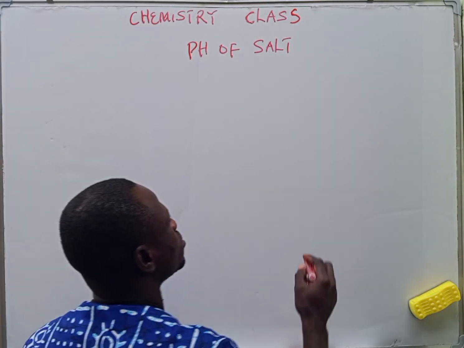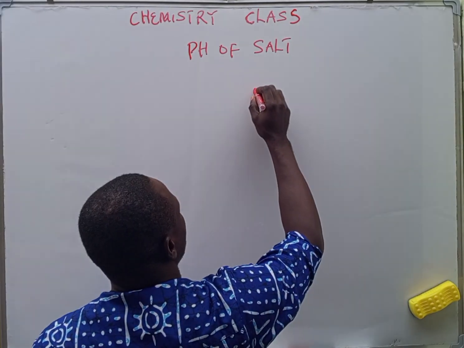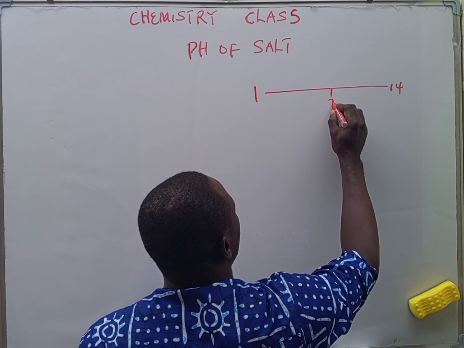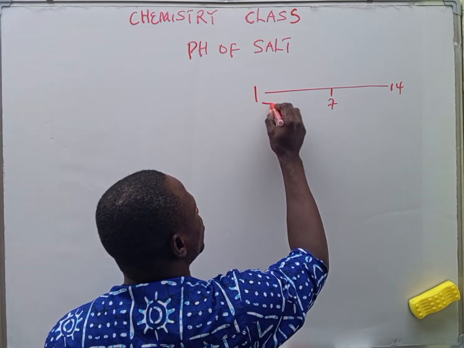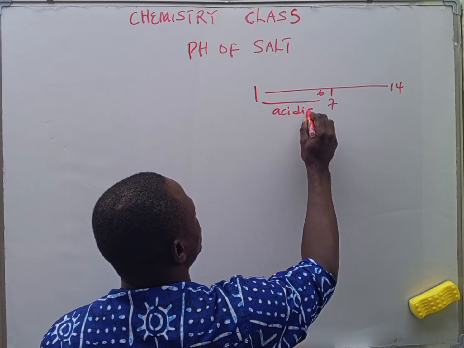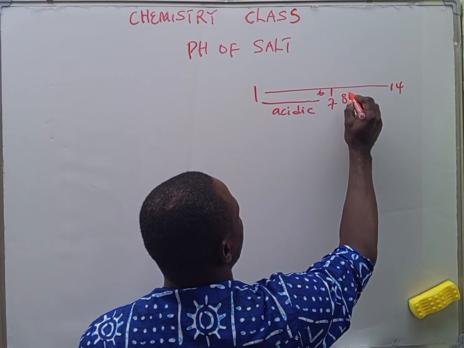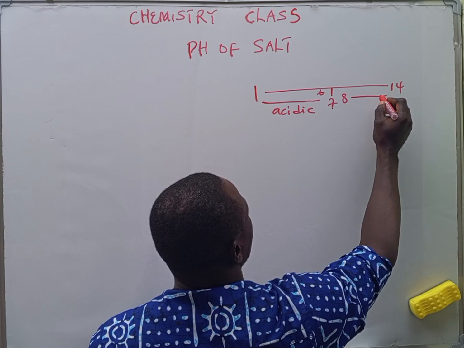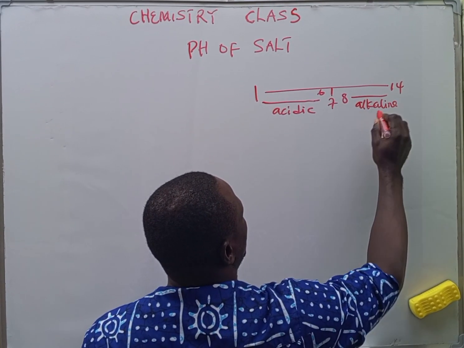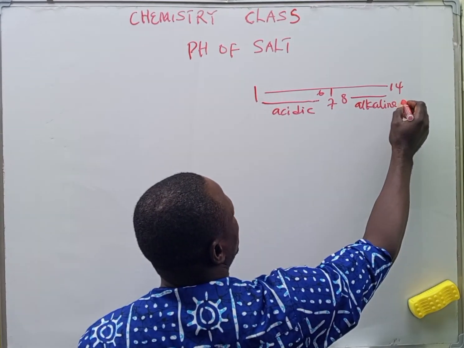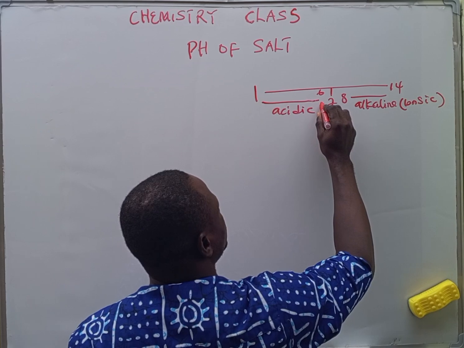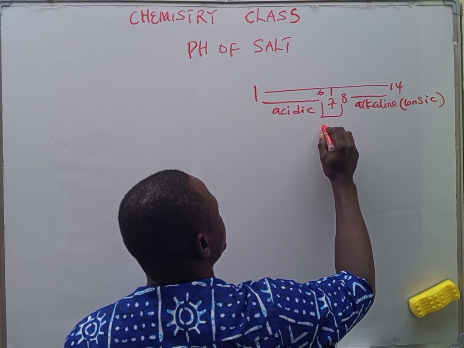Now we have a pH scale. The pH scale ranges from 1 to 14, and 7 here is neutral. So from 1 to 6 is acidic, and from 8 to 14 is alkaline or basic. Alkaline or what? Basic. Now here is neutral.